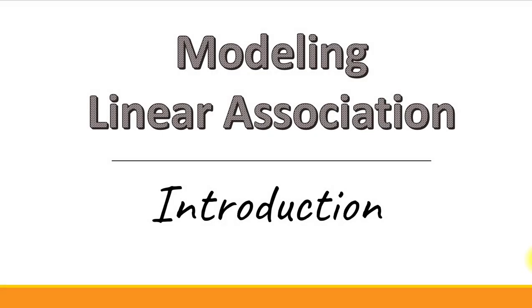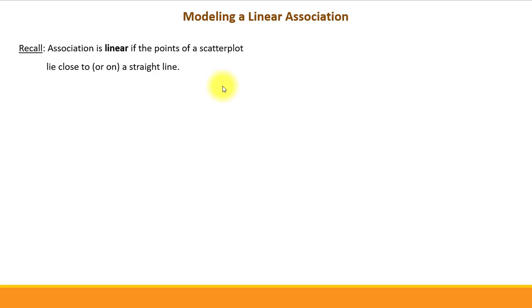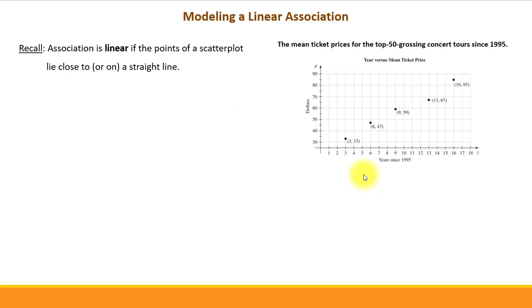Hi everyone! We continue our study of linear association, and in this video we're going to learn how to model linear association. I'd like to remind you that association is called linear if the points of a scatter plot lie close to or on a straight line. Let's use the following example.